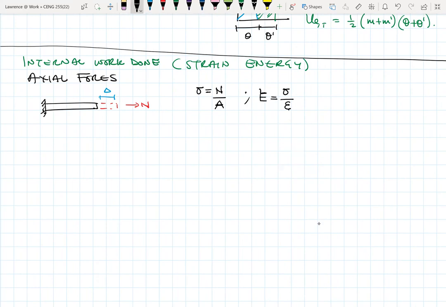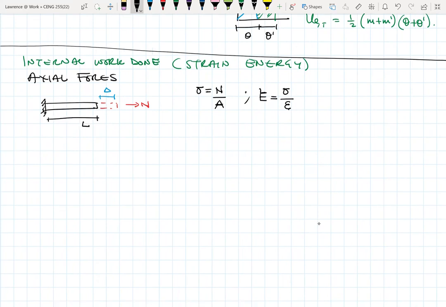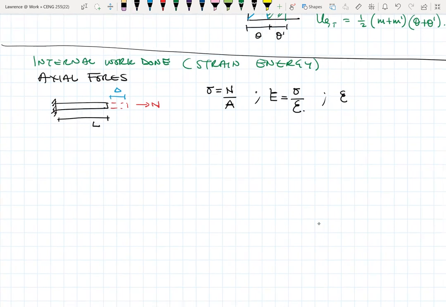E is equal to axial stress over the axial strain. And if this is the length L, then the axial strain epsilon. So the stress, axial stress, is called sigma, and axial strain is called epsilon. All right. So this is equal to delta over L.